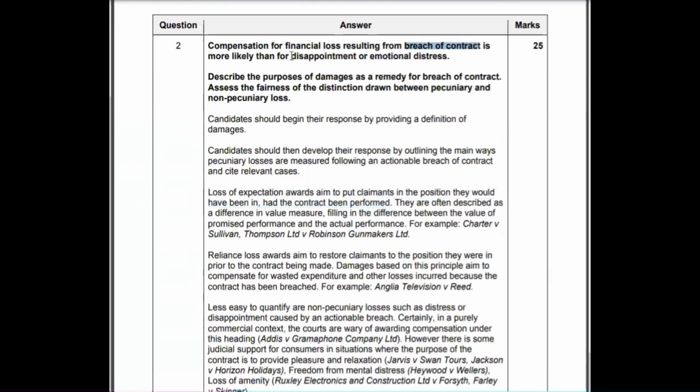Another highlight is "more likely than", which means they're saying that financial loss is more common, while disappointment or emotional distress has fewer chances of occurring. That is what you're going to discuss. You're going to have an excellent, strong analysis and an excellent supportive debate with the relevant case laws. Now for disappointment and emotion.